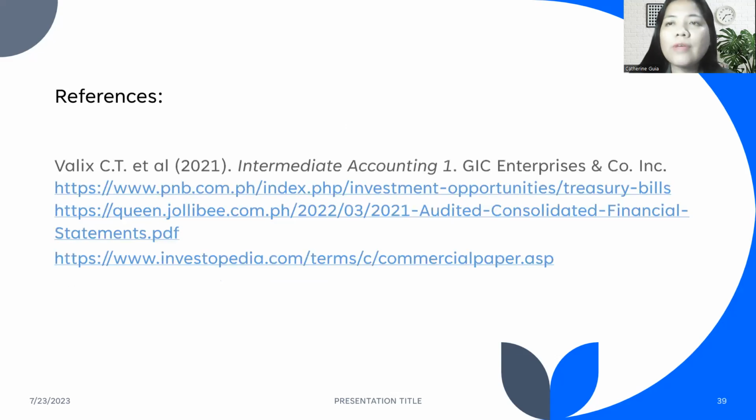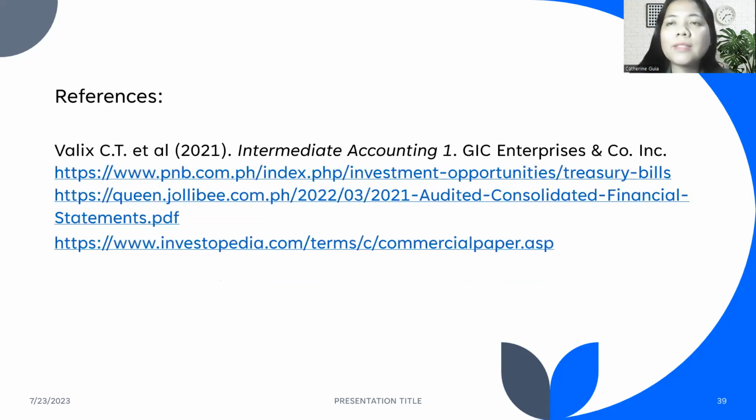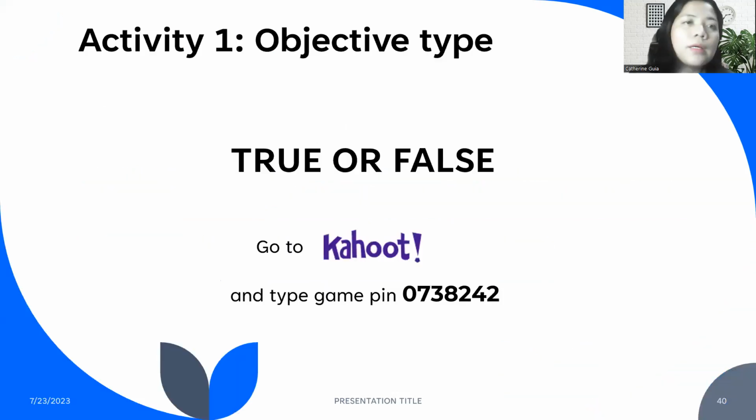So these are my references for my discussion this session. And if you want, you may answer this activity one, objective type. This is a true or false. Only 5 questions. You go to Kahoot and then you type the game pin as shown on your screen. You can answer this activity anytime you want.